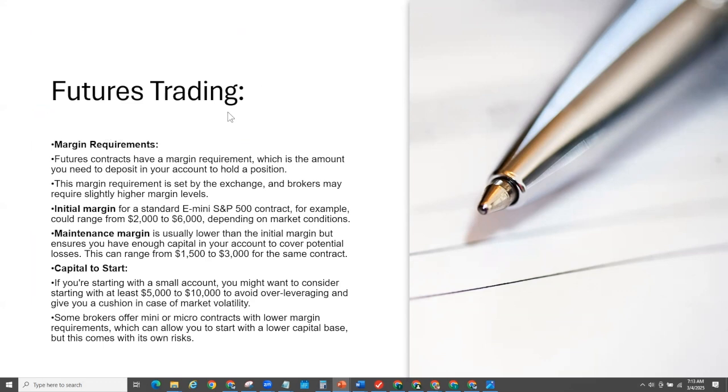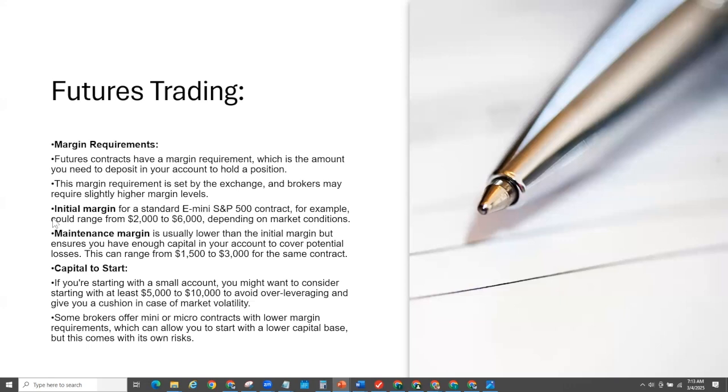Okay, so for futures trading, the margin requirements. Futures contracts do have a margin requirement, and that is essentially the amount you need to deposit in your account just to hold a position, just to enter a trade. This margin requirement is set by the exchange, so it's not set by the broker, it's not set by me, the Guardian Voice, it's not set by anyone but the Commodity Futures Exchange, and it requires slightly higher margin levels in many cases.